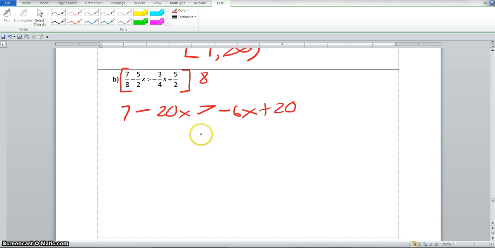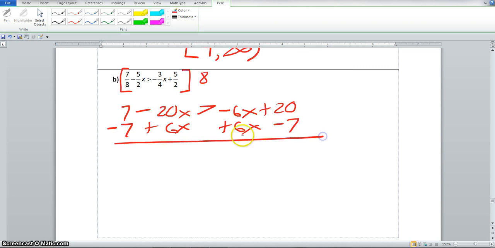Now we want to get everything on the same side. So I want all my x's on the left and all my numbers on the right. Now if you notice here, I did 2 steps at once. I moved this x to the left, I moved this number to the right. So this will end up with negative 14x is greater than, what's that, 13.